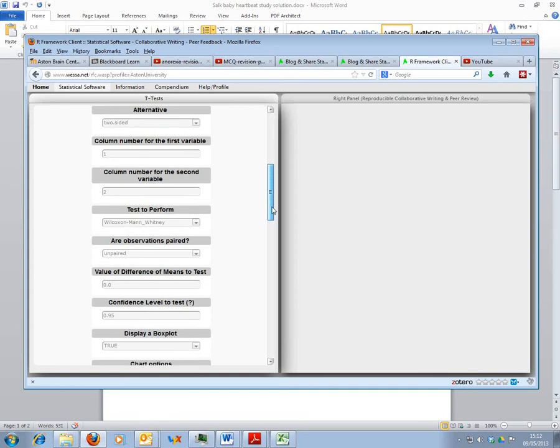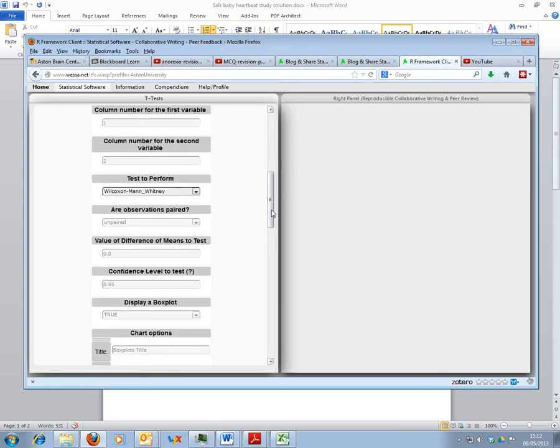It's going to compare the differences between the means of the two columns, which are actually the medians, because we're going to use the Mann-Whitney test. Because of the suspicion that the two samples were not normally distributed, we're taking a risk by using a normal t-test here, an ordinary t-test. The observations are not paired because the babies are only in one group or the other group, and we're going to test the difference of means to 0.